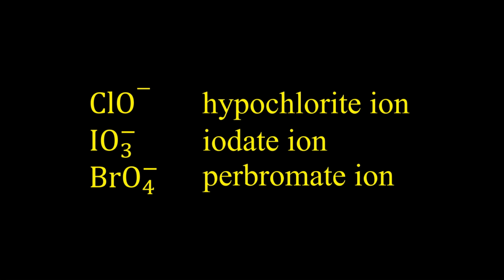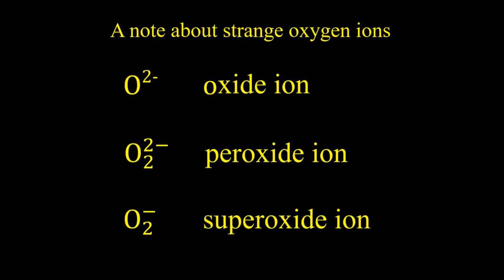Here are a few examples. Hypochlorite ion, which just says it would have been XO with a -1 charge on the other page. Iodate ion, I with 3 oxygens and a -1 charge, and perbromate for the 4 oxygen version.